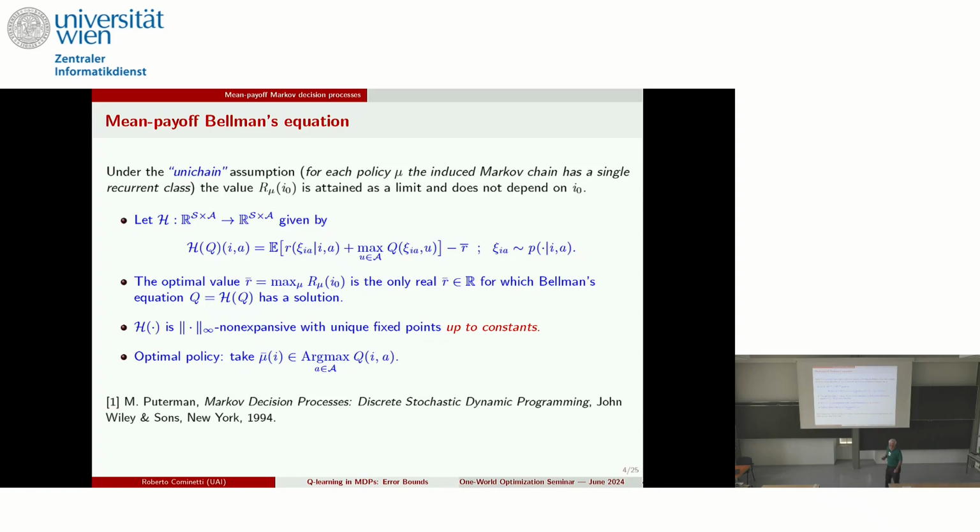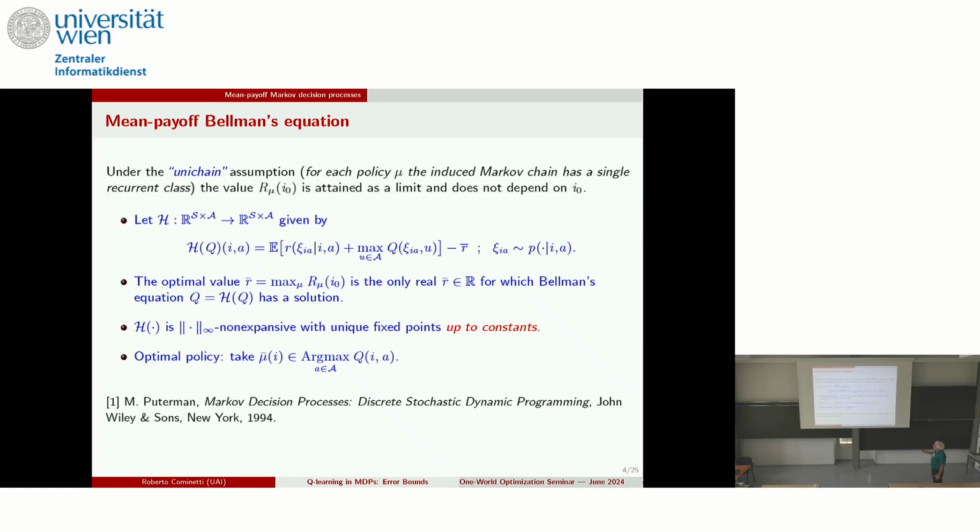So what about Bellman's equation? We are in a dynamic programming setting, so we can hope to find a certain recursion that allows us to simplify the calculations of optimal values. So it is a standard assumption, not very strong, but still an assumption, that it's called unichain. It prescribes that for every fixed policy mu, the induced Markov chain that results has a single recurrent class. That will ensure that there is a unique invariant measure and that the Cesàro averages converge to the invariant measure.